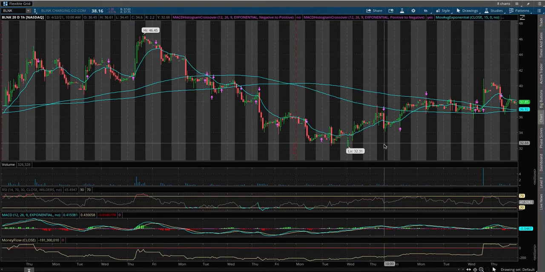Okay, so the 20-day. This is what I like to do: I like to look at the 20-day 1 hour right before I make my options trade. So this is the high, and this is the low. That's a very big range, by the way.